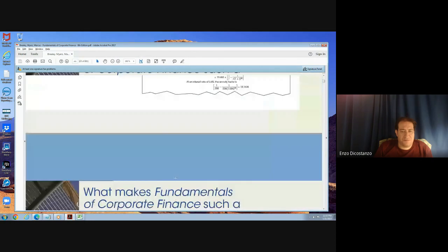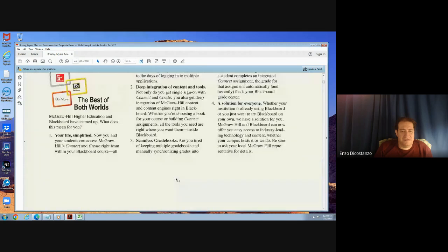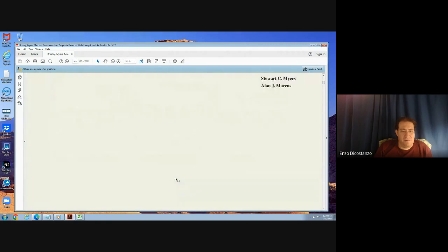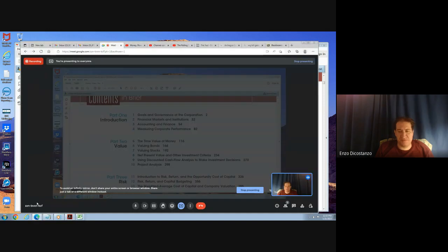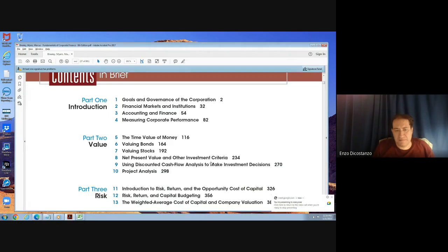So we get into the brief content. We've discussed the content previously. I've taught this in the past. This chapter is 50 pages, and it takes a long time to go through, so just keep that in mind. You should be reading this as we go along. There it is, Time Value of Money, and some of these other ones.